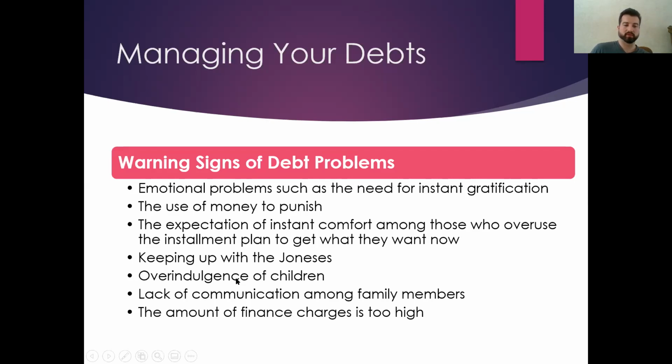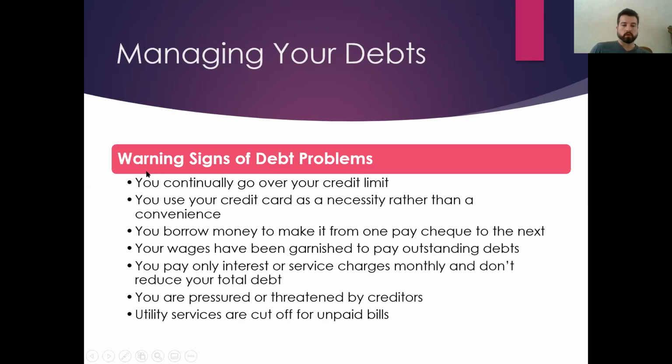Overindulgence with children. Sometimes I think people feel like maybe they're not around their kids enough, and so they want to make up for that by spending more money on them. I've definitely seen that before. High finance charges. Continually going over your credit card limit would be a huge warning sign. Living paycheck to paycheck. Utility services cut off or unpaid bills. So just some obvious warning signs that you're not managing your debts properly.